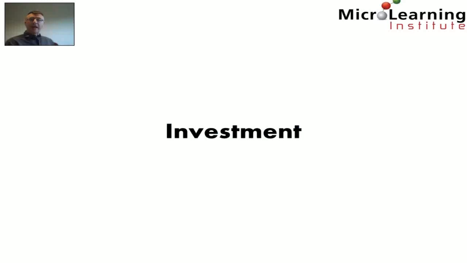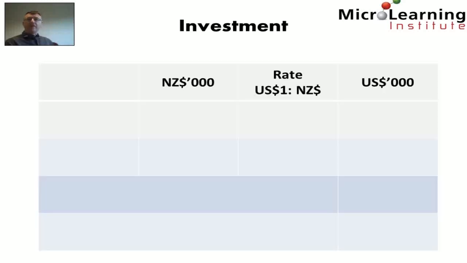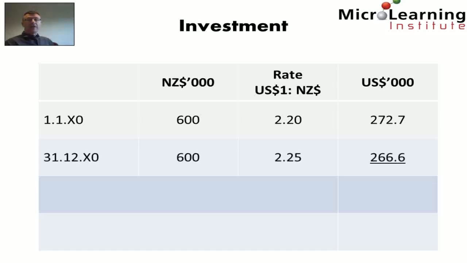Next, let's look at the carrying amount of the investment. The investment, of course, is carried in New Zealand dollars, so as previously we need to translate the carrying amount of the investment in New Zealand dollars to US dollars. Initially, the investment was valued at 600,000 New Zealand dollars, and at the 1st of the 1st x0 the exchange rate was 2.2 US dollars to 1 New Zealand dollar. So this translated to 272,700 US dollars.